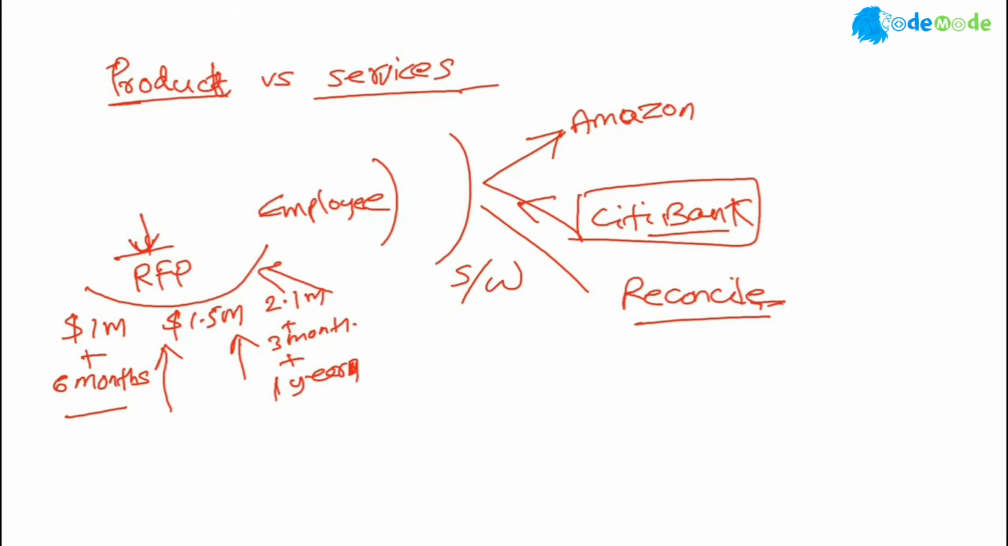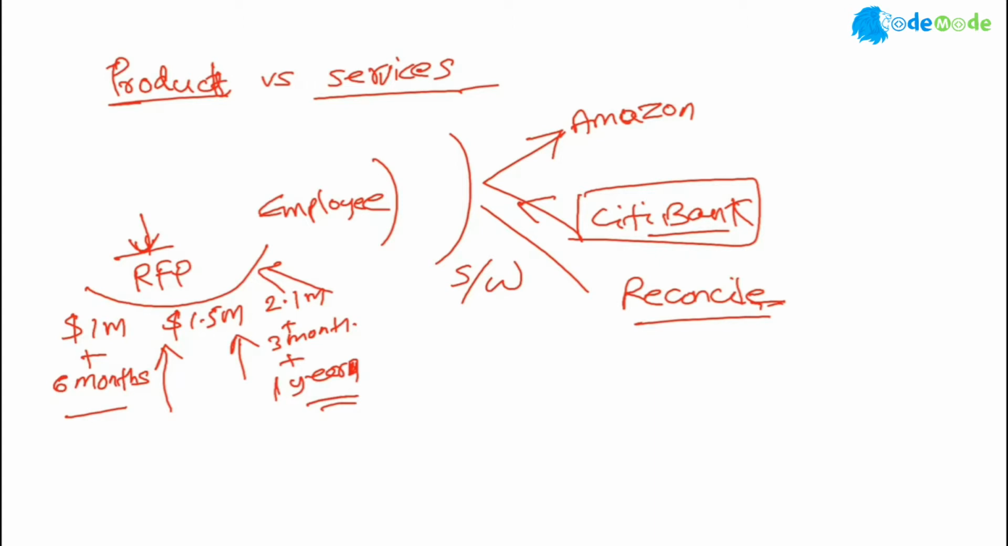The vendor selects a company, let's say Accenture, and Accenture comes into the picture. The first thing Accenture does is go through the detailed requirements. At a high level, the request for proposal, RFP, is already there. It is already telling that I want this module, I want this, these are the high level features.